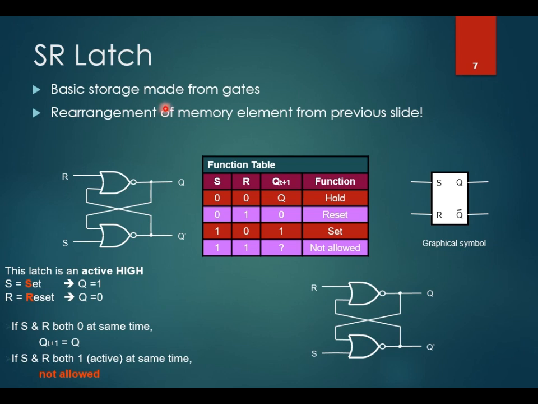Basic storage such as latch is made from gates. The example shown here is SR latch, which consists of two NOR gates. This latch is an active high latch because R indicates reset when R equals 1 and S equals 0. While S is assigned 1 and R is assigned 0, it indicates set, where the latch will have Q equal to 1, which means set. So it has 3 modes as shown here, where 0, 0 means Q will stay the same as the previous value, 0, 1 means Q will become reset or 0, 1, 0 means Q will become 1 or set. 1, 1 is not allowed, or it is an invalid state.